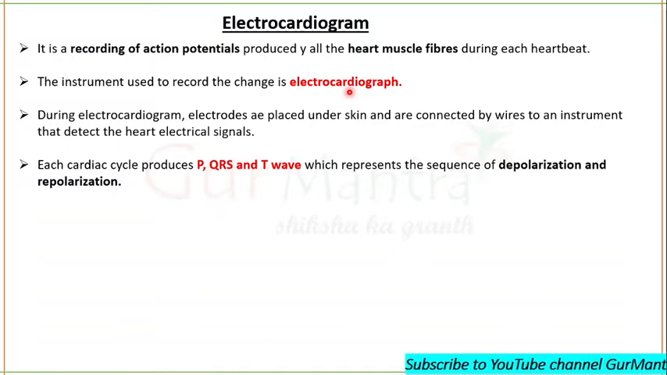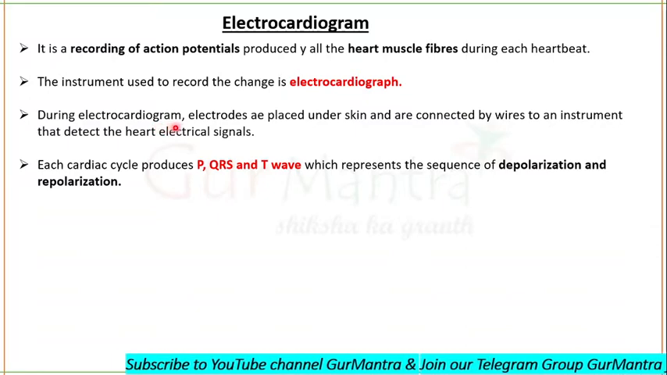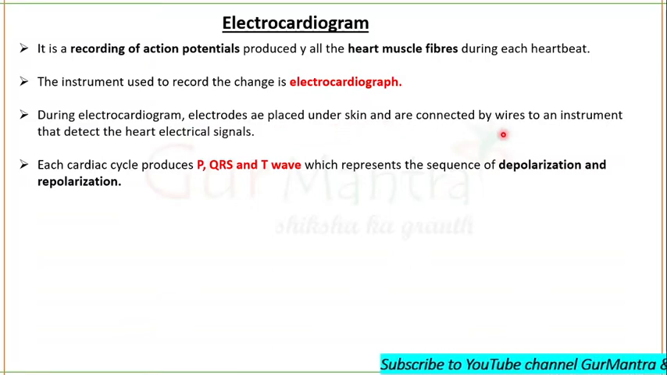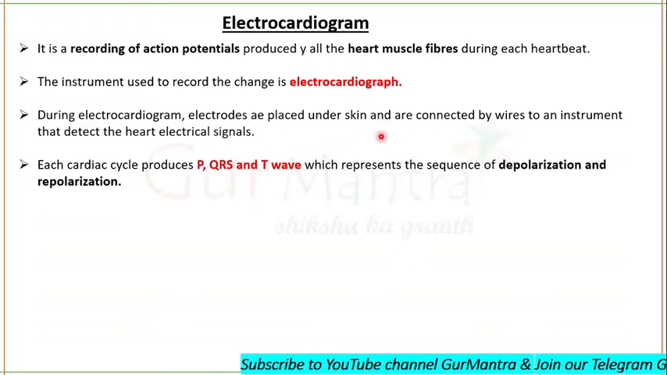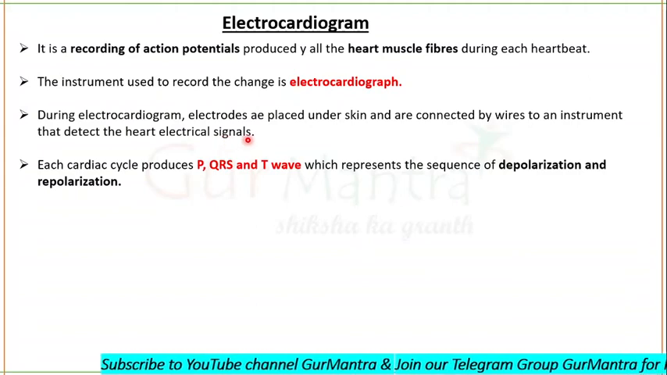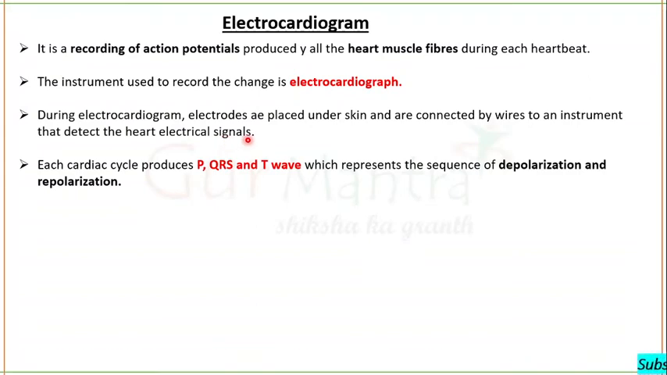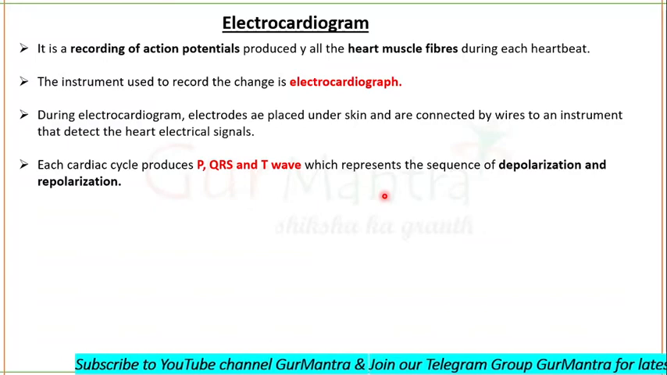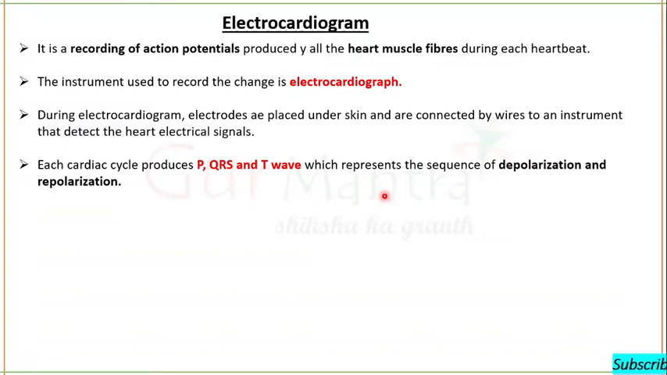Whenever an electrocardiogram is taken, electrodes are placed under the skin, and these electrodes are connected by wires to an instrument. That instrument detects the heart's electrical signals. In each cardiac cycle, we will see the P, QRS and T waves. Three waves are produced. These waves represent the depolarization and repolarization of the heart.